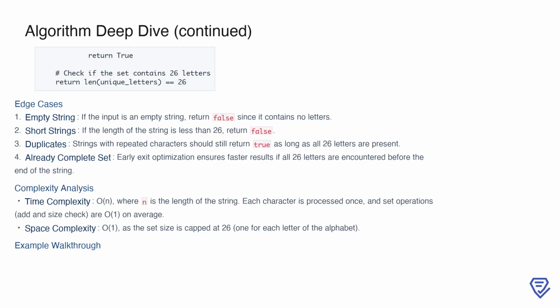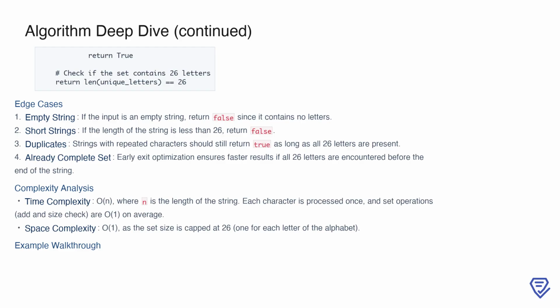Strings with duplicate letters will still yield the correct result, as duplicates are ignored by the set. Additionally, the early exit condition ensures that we can stop processing as soon as all 26 letters are encountered, making the algorithm faster in cases where the string is already a complete pangram.